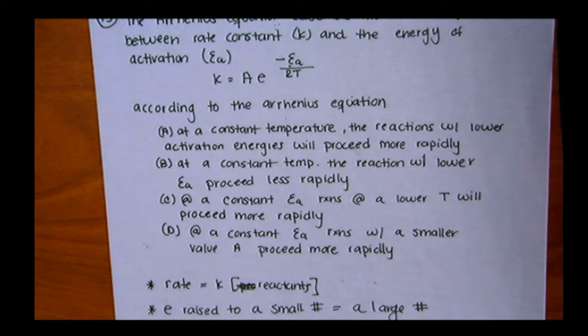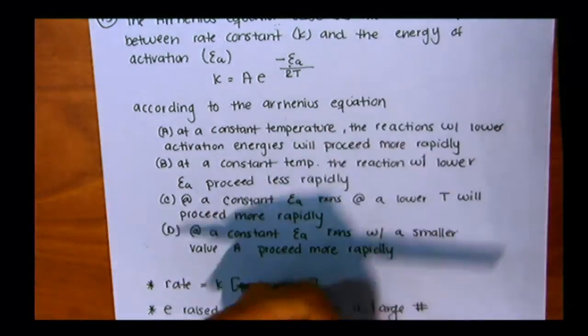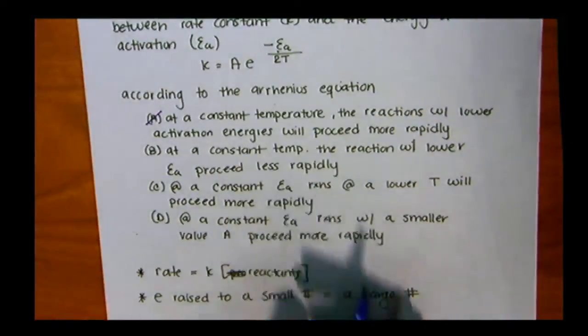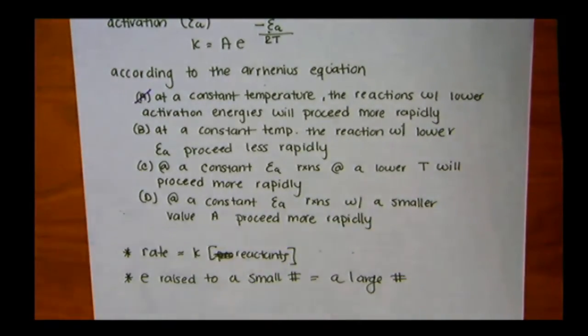So if this one is true, then B cannot be true because it's the same thing. At a constant temperature, the reaction with a lower activation energy isn't going to proceed less rapidly. So it's either more rapidly or less rapidly. You can't do both. So if you picked A to be correct, then B has to be false.